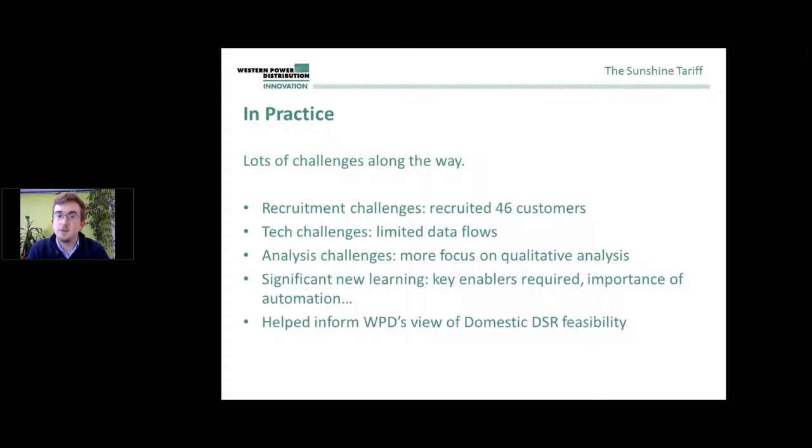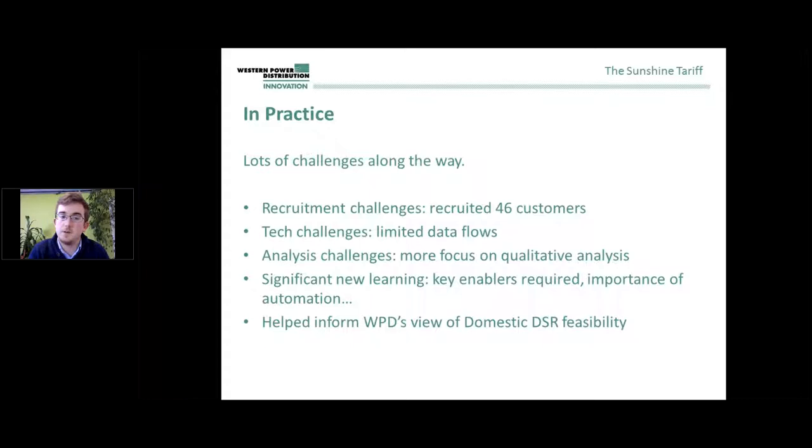We did find it very difficult to recruit customers, and we ended up with 46 on the actual tariff. We had, I think, 15 extra in the control group. So that's quite a few less than we were originally aiming for, but that was part of the challenges of this trial.